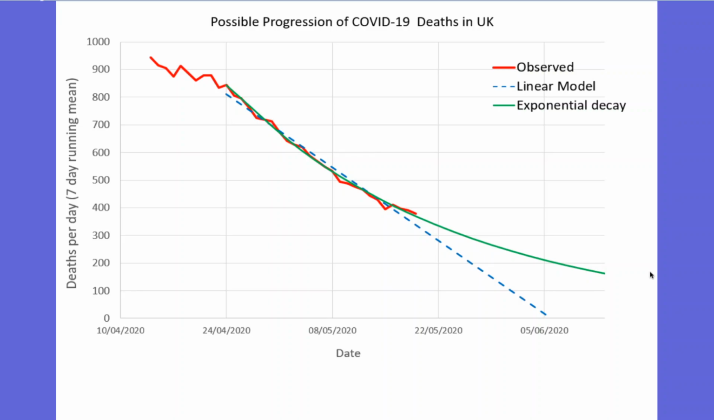Now, why would that be? Well, when the R value is less than 1, so let's take it to be 0.5, then one person infects half a person. Well, that's a bit awkward to do. 1,024 people will infect 512. 512 will infect 256. 256, 128. And so the numbers are halving each period, each half-life.